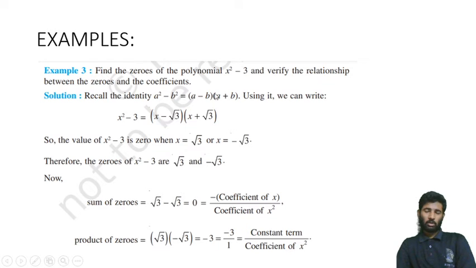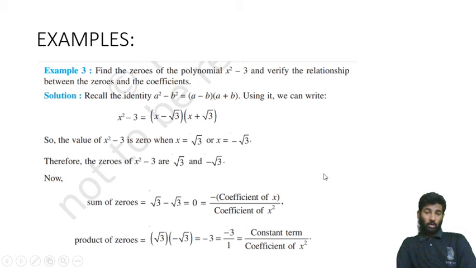Find the zeros of the polynomial x square minus 3 and verify the relationship between the zeros and coefficients. Here we use one formula, a square minus b square is equal to a minus b into a plus b. This polynomial is also in that format, so we can write x minus root 3 into x plus root 3. These two are now factors of the polynomial. When you equate these values to 0, you will get the zeros of the polynomial, that is root 3 and minus root 3.